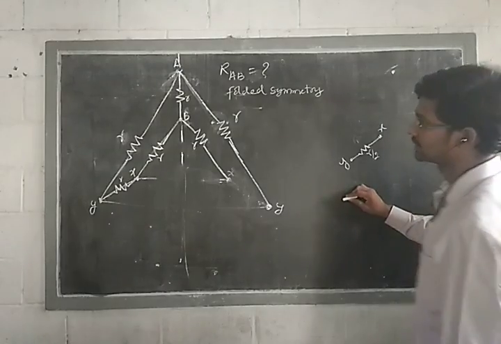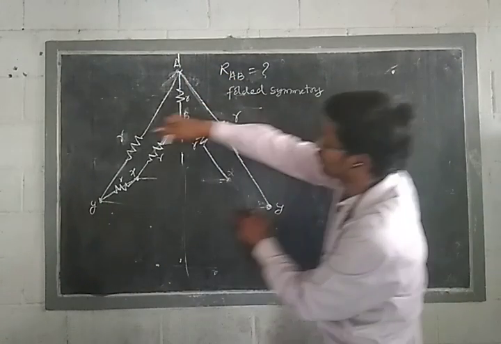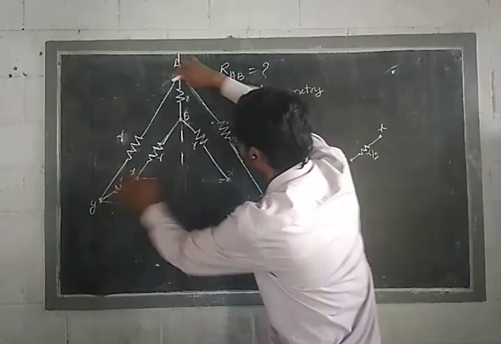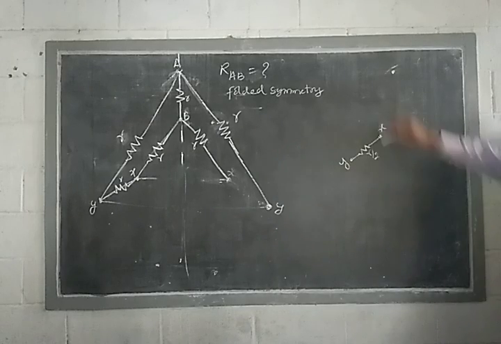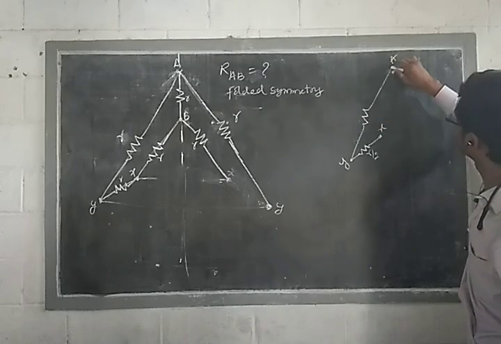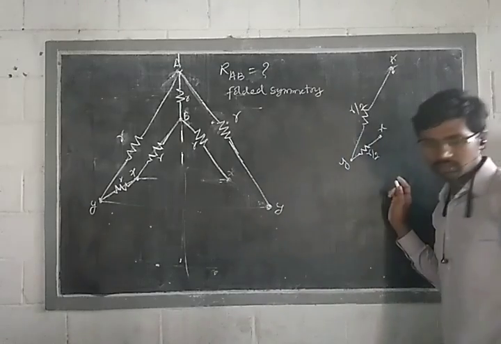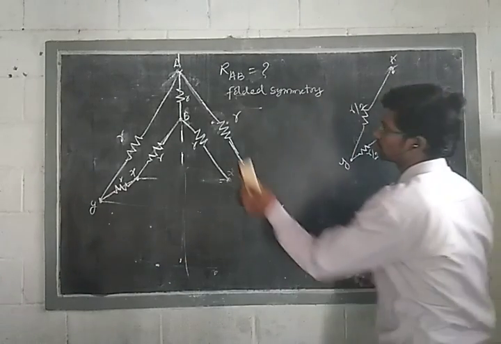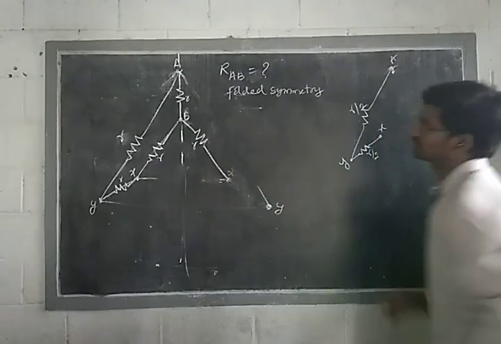Next, A and Y. Here R has a potential difference, here R has a potential difference, and these two have the same potential difference, so R and R are in parallel combination. The resultant between A and Y is also R by 2. R and R in parallel, so you can remove that. So this is also removed. Is it okay, students? Next.